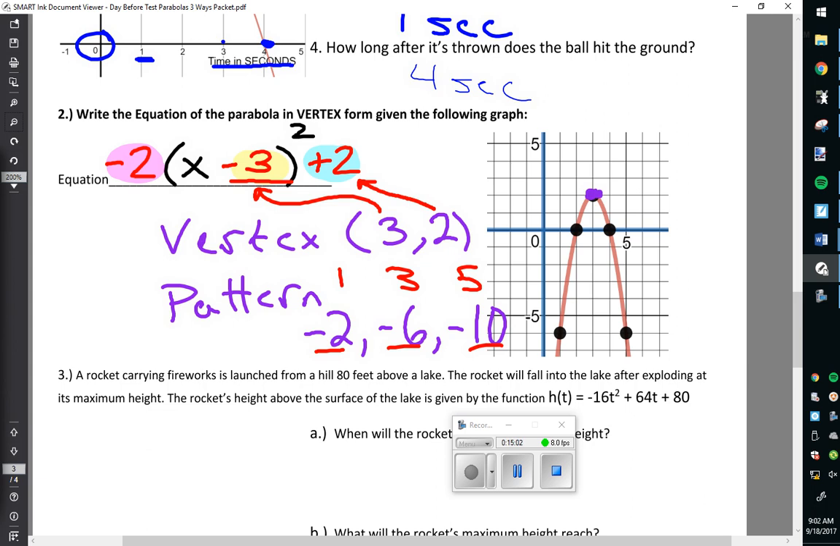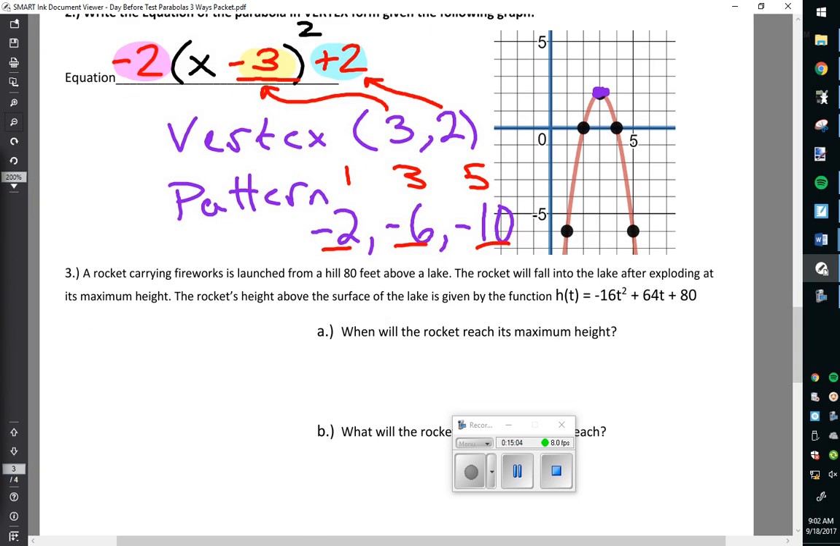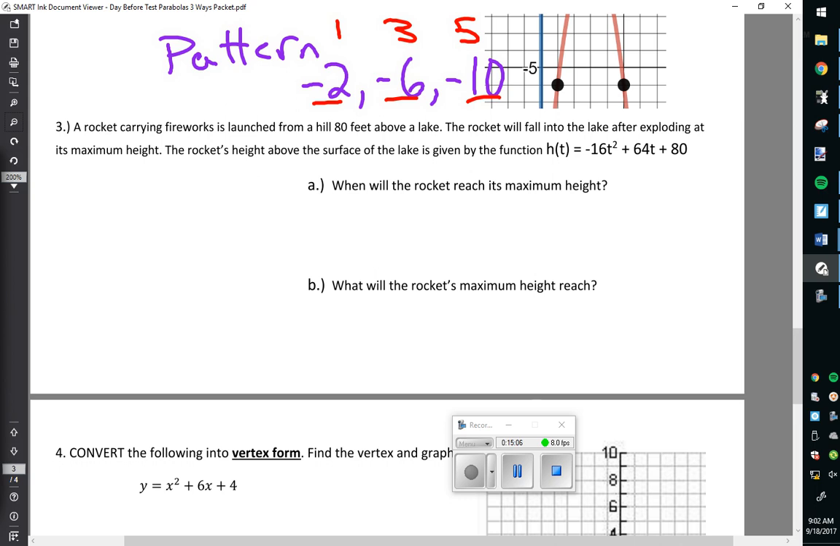Questions on number 2, a little bit tougher. Made you think a little bit, maybe. Number 3 says a rocket carrying fireworks is launched from a hill 80 feet above a lake. The rocket will fall into the lake after exploding at its maximum height. The rocket can be modeled by that pattern. When will the rocket reach its maximum height?